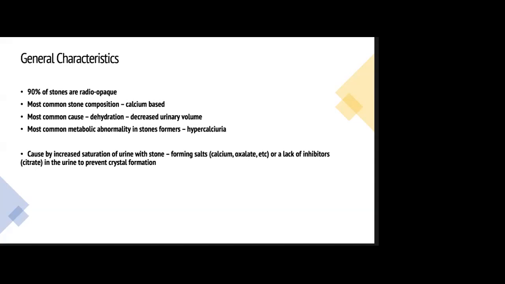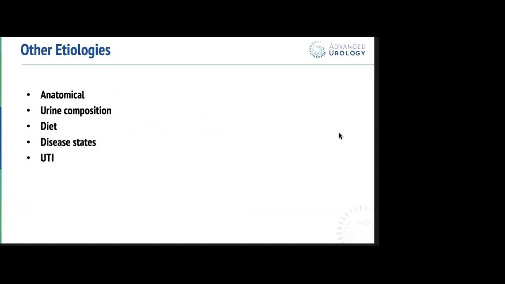And the most common abnormality that is seen in stone formers is hypercalciuria. So, there's a fine line between stone forming salts, such as calcium oxalate, and inhibitors such as citrate and magnesium. And when balance is tipped one way or the other, stone formation can occur. So besides just urine volume, there are many other etiologies at play that can cause kidney stones. Mainly genetic. Dietary factors can also be important.